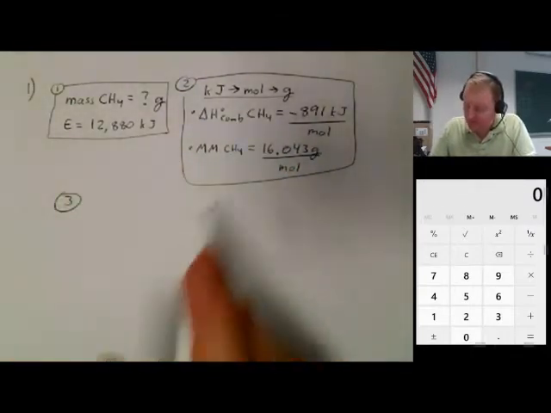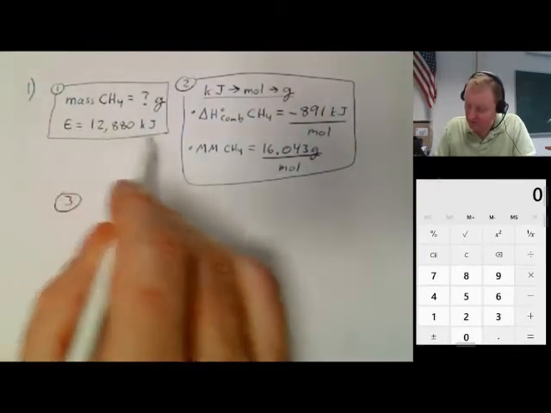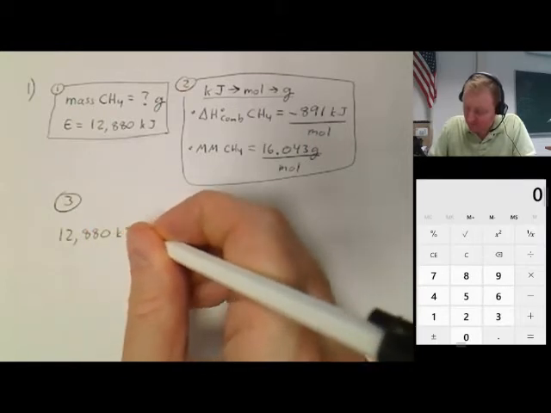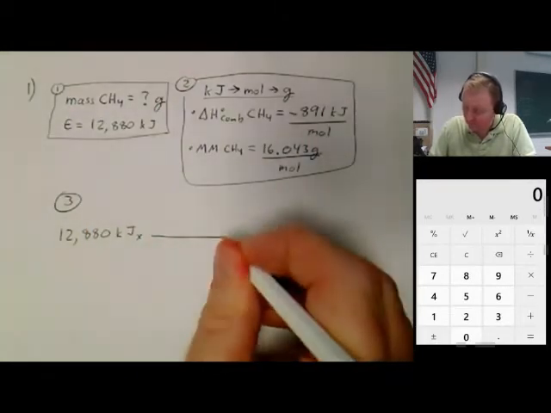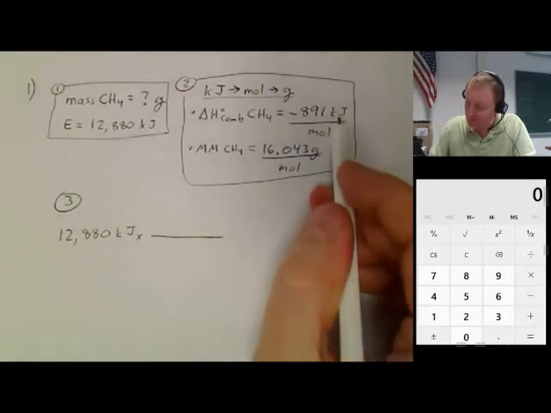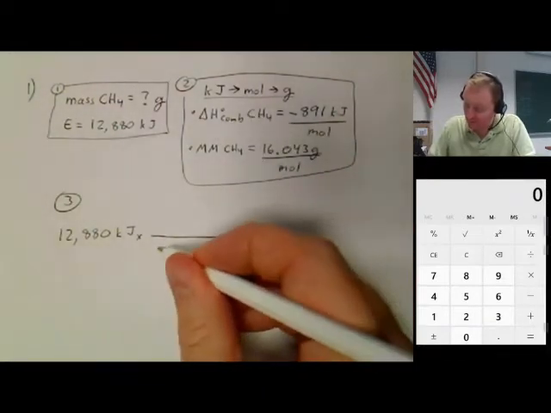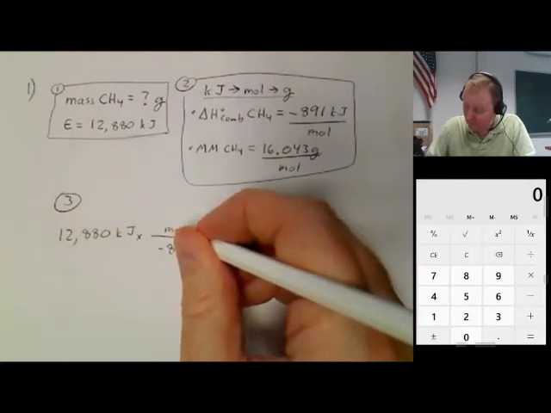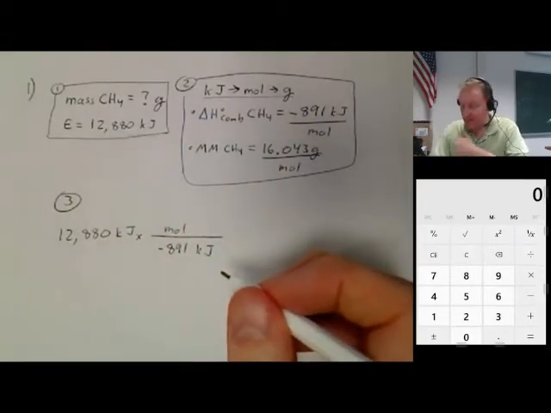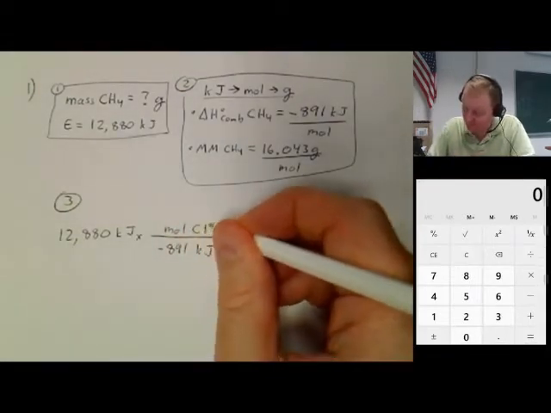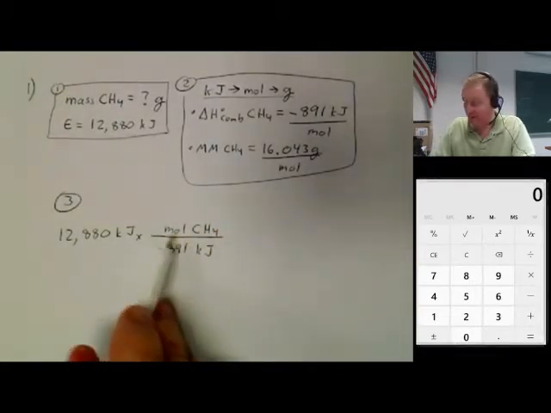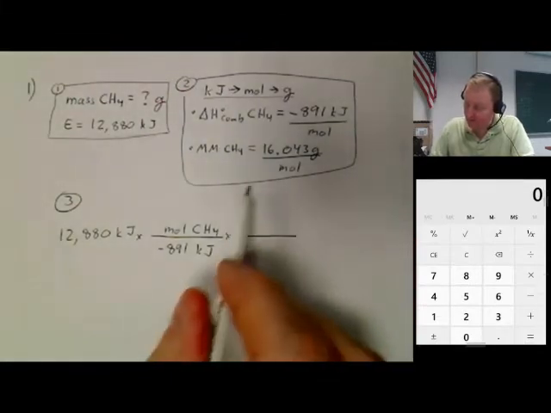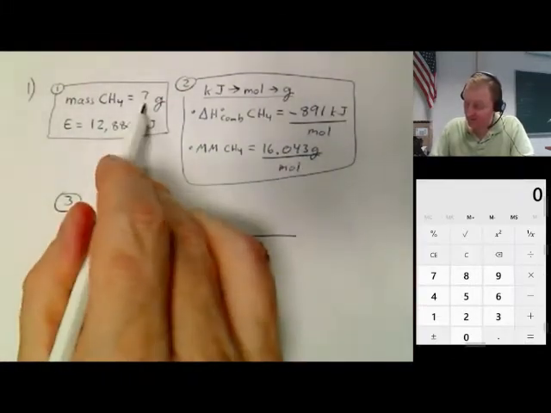So the third thing is, let's do this. We have kilojoules, so let's take what we started with: 12,880 kilojoules. We can use this one here because we have kilojoules, so this would be the first conversion factor. We have negative 891 kilojoules per mole. That's the enthalpy of combustion per mole of methane, because everything has a different combustion enthalpy. And that was from the table. And now we can convert the moles of methane into grams of methane, and that's what we want to do.